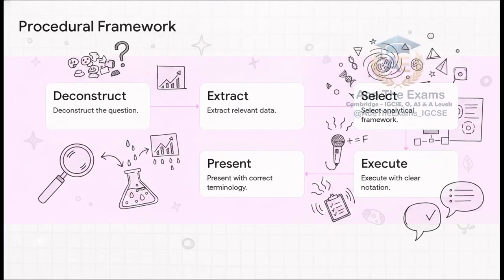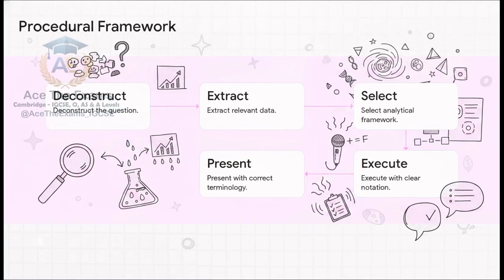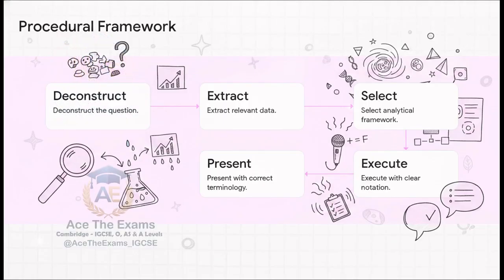Let's just walk through this standardized sequence together. When you're tackling those massive, complex past paper problems, you must follow these exact steps. First, deconstruct the question to identify the key elements. Like, what are they actually asking you to do? Second, extract relevant data from the stimulus materials. Pull those exact numbers from the tables or graphs. Third, select your analytical framework. Fourth, execute the analysis with clear notation. Always show your working. And finally, present your conclusion using the correct terminology.